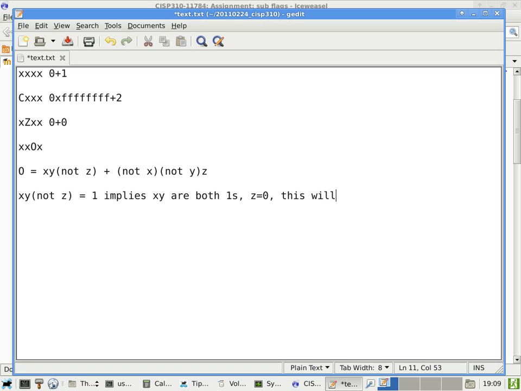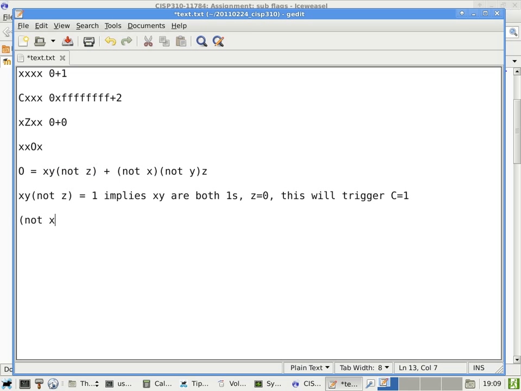This will trigger C equals 1. So that means, if I turn on the overflow flag using the first part of the equation, the carry flag has to turn on as well. Well, let's take a look at the second one.